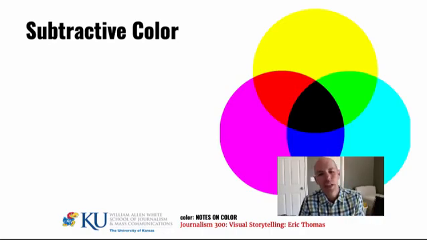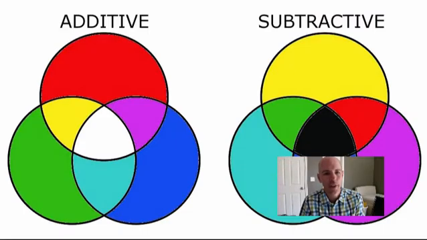So let's look at what these two look like next to each other. Additive on the left, projected light; subtractive on the right, pigment. And when they overlap, they do different things. When additive overlaps, it creates white, and when subtractive overlaps, it becomes black.